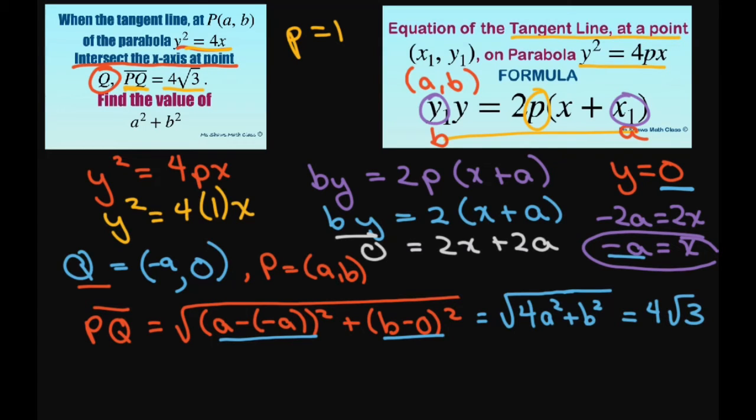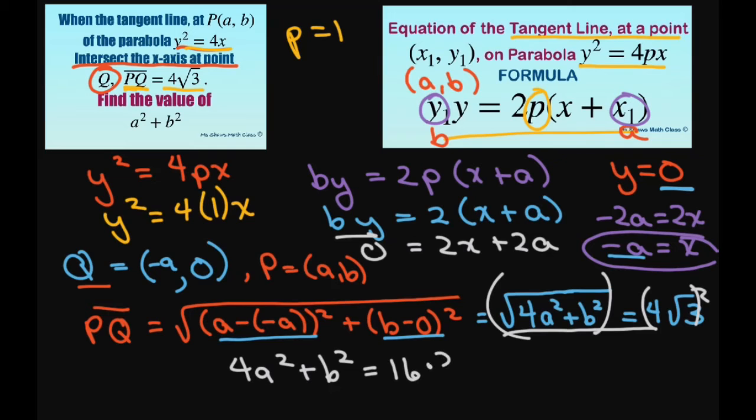Solving this, we're going to square both sides. So if you square both these, you're going to get 4a squared plus b squared equals 16 times 3, which equals 48. So I'm going to rewrite this in just a minute.